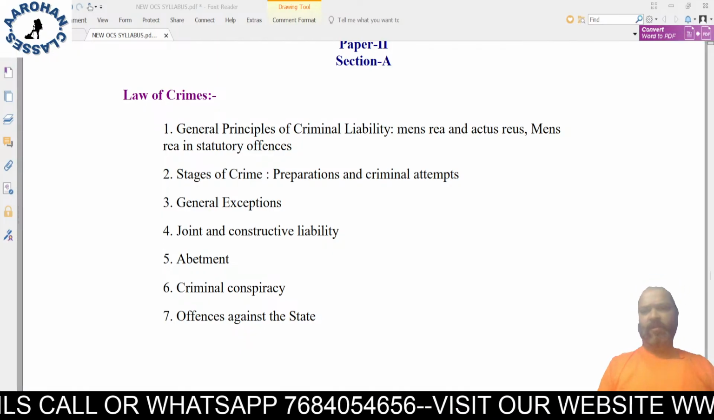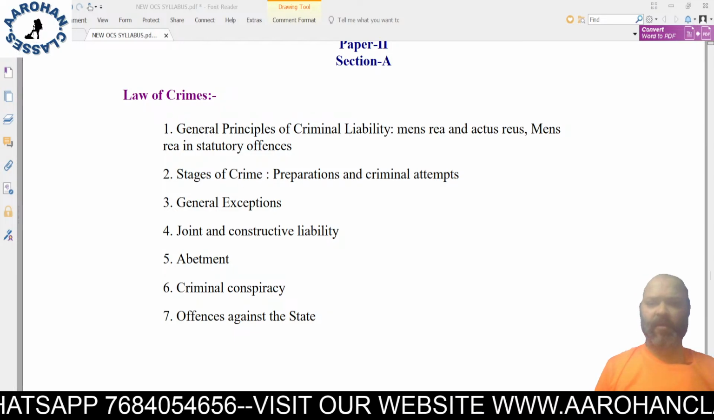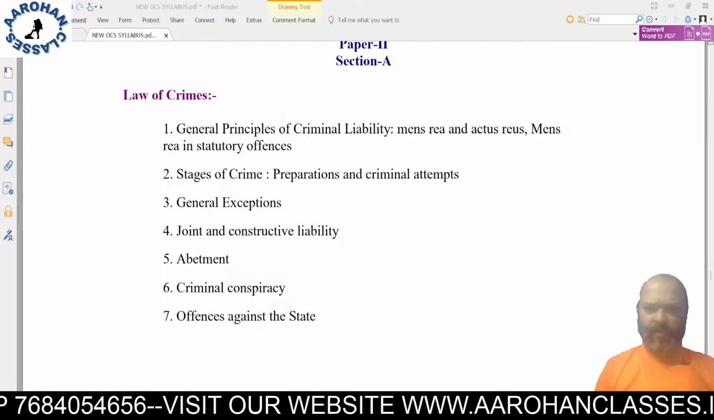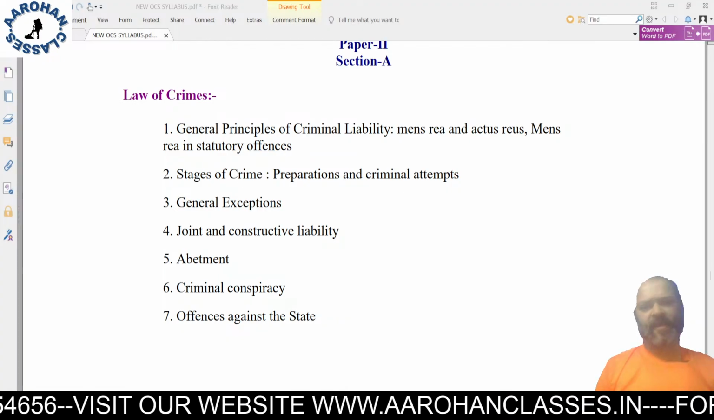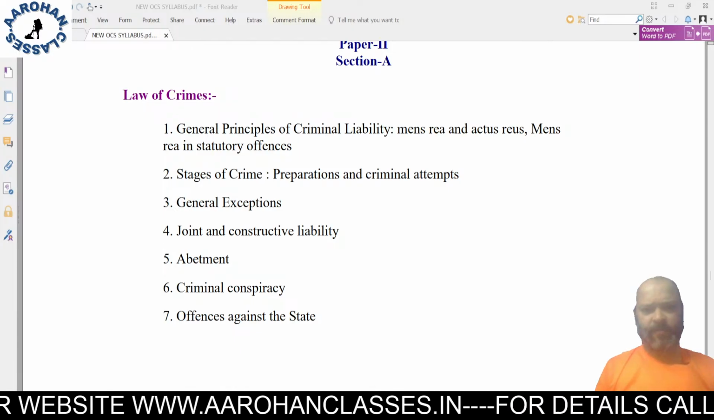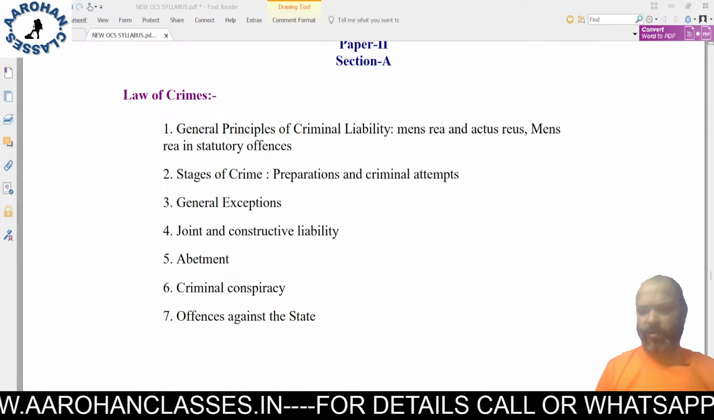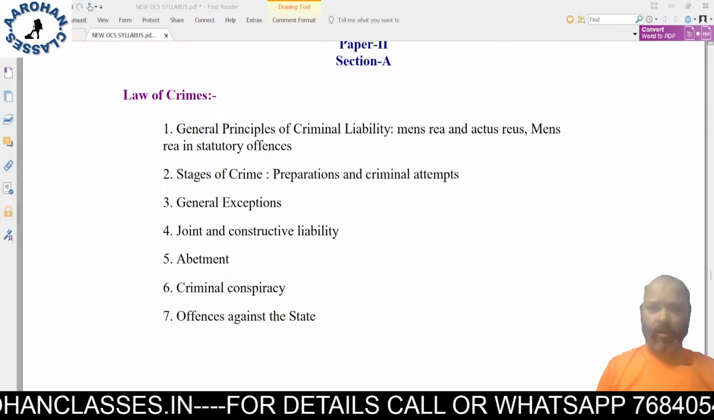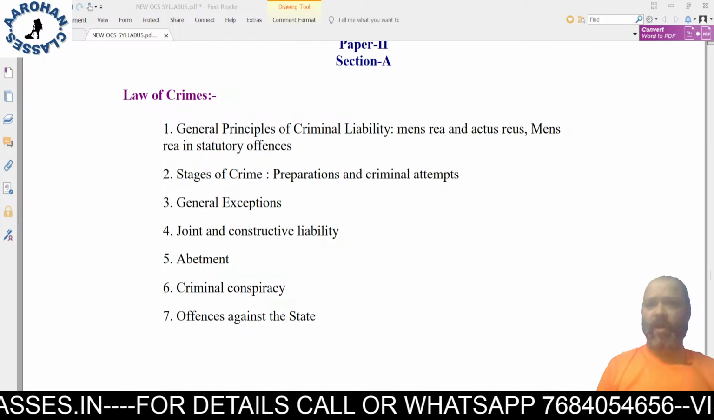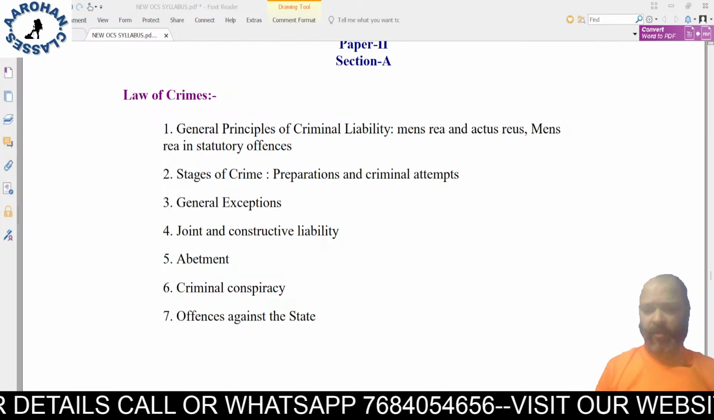For example, for BNS and IPC, GD Gaur is there, then SR Manani is there, and other books are also there. For the law of crimes I will be following GD Gaur. That book now also has a new edition which includes BNS. You can follow that, right.